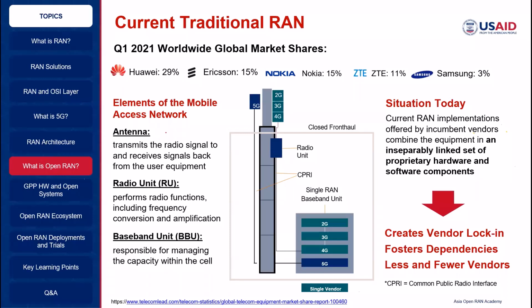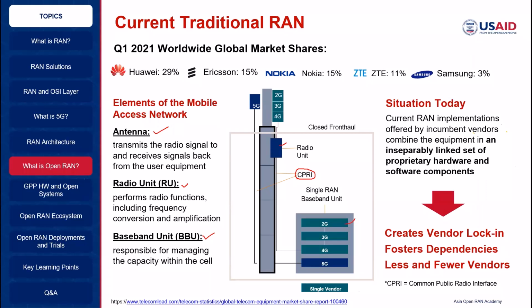In terms of the elements of the mobile network, for the antennas you can use different vendors, different manufacturers, but the remote radio unit and the baseband unit is what we call the closed fronthaul. You will buy it from a single vendor. You cannot mix and match a radio unit from one vendor with a baseband from a different vendor. And your CPRI or your fronthaul is also proprietary. So this system creates vendor lock-in. It fosters dependencies and fewer vendors.